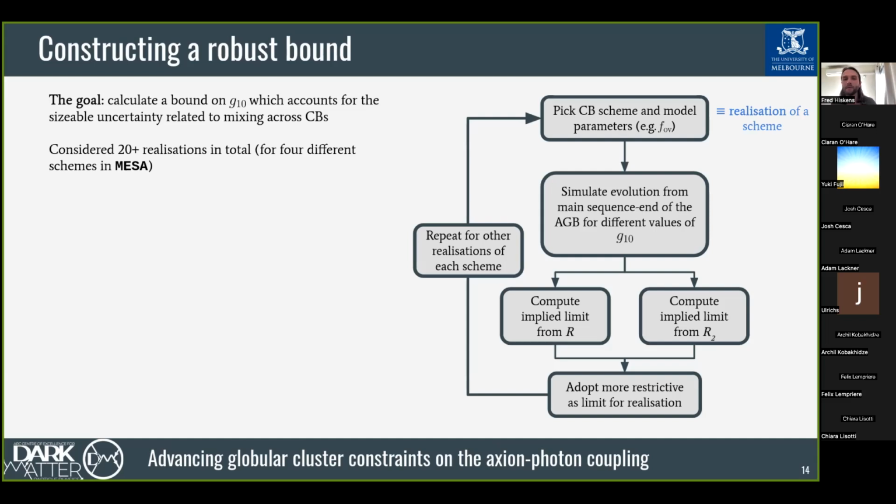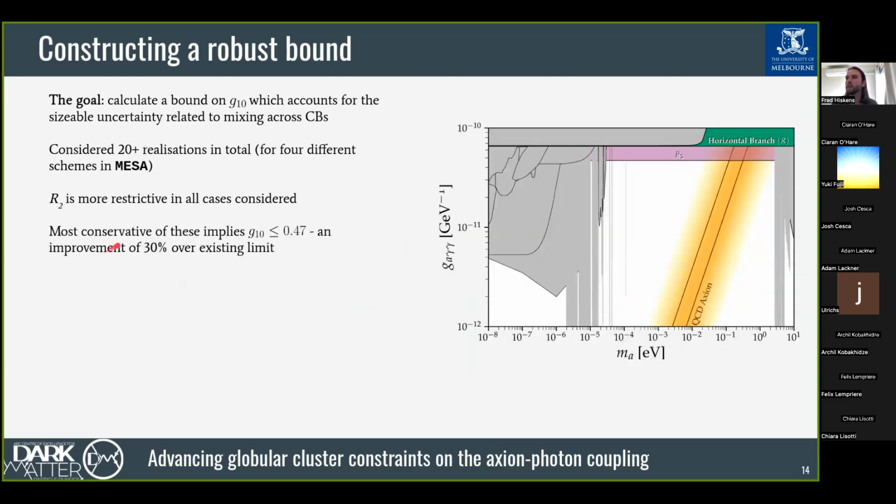So in the paper, and this took a very long time, we considered 20 plus realizations in total for 4 different possible schemes for modeling overshoot that were available to us in MESA. And actually what we found is that the limits from R2 were the more restrictive in every single case we considered. And so the most conservative of the limits we got implied that G10 should be less than 0.47.